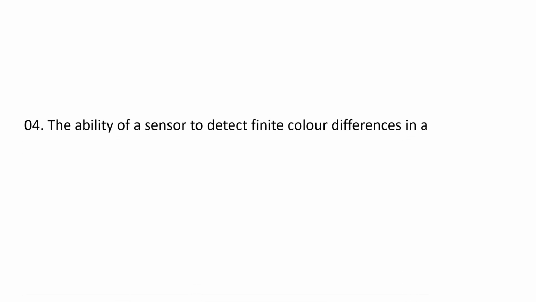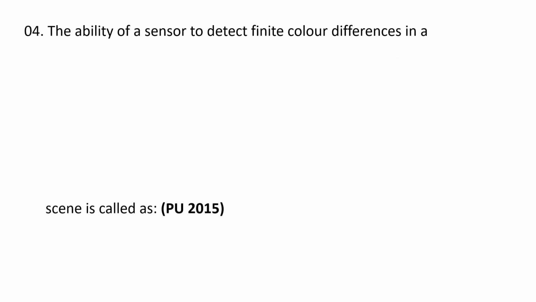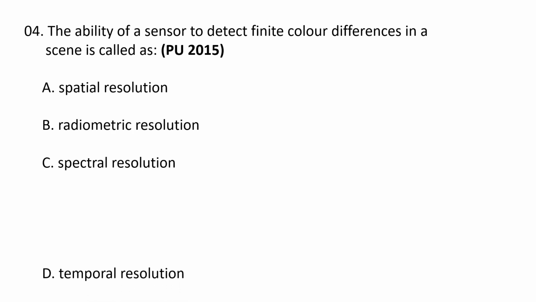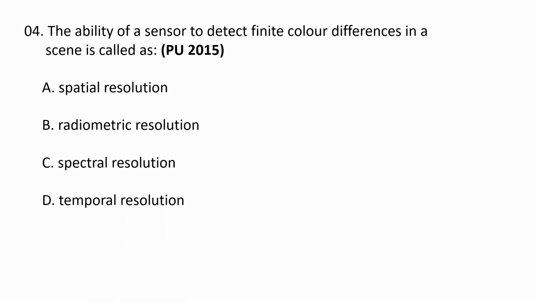Next question. The ability of a sensor to detect finite color differences in a scene is called as A. Spatial resolution, B. Radiometric resolution, C. Spectral resolution, and D. Temporal resolution. So the correct option is C, spectral resolution. The ability of a sensor to detect finite color differences, or small differences in wavelengths, in a scene is indeed called spectral resolution. C is the correct option.